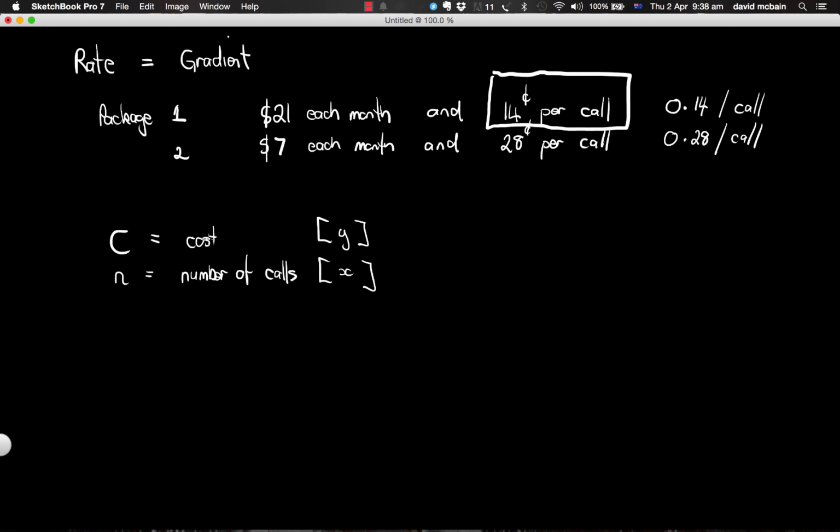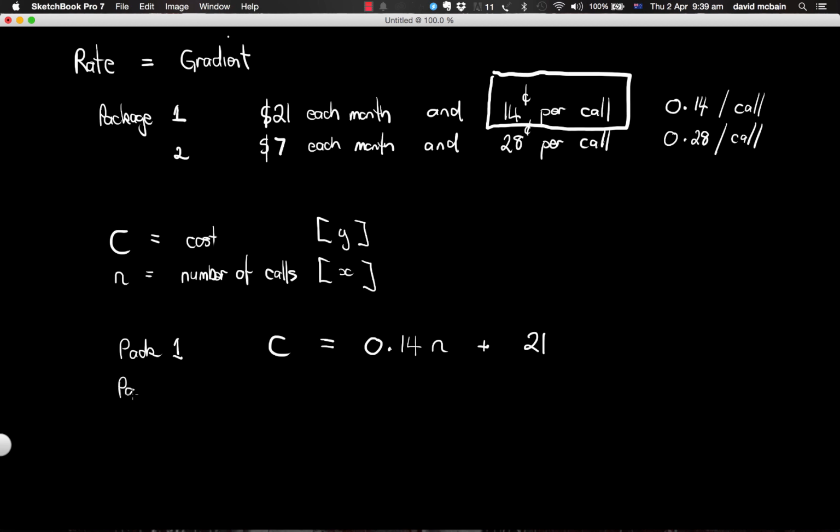So if I now write the equation, let's look at the first package, package 1. C, the cost, is going to equal, well, remember, the rate is the gradient. Now, the rate is 0.14, so it's going to be 0.14. Now, it's not x, it's n. So, 0.14 n, there's the rate associated with how much we're charged per call, and plus on the end is how much we get charged regardless. So, this is like a fixed constant. We have to pay $21 per month, no matter what else.